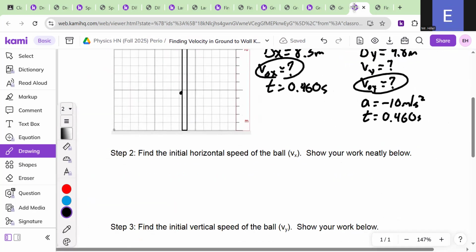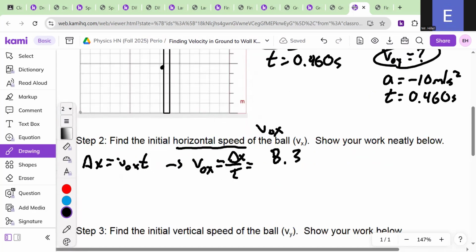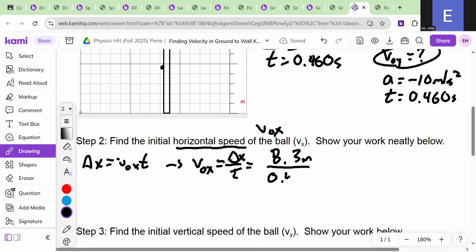So let's find the horizontal speed. That would be V naught x, not just Vx. So I'm going to use that information right there. And I know that delta x equals V naught x times t. So if I solve for V naught x, I divide by time. It's displacement over time. And it would be, in my case, about 8.3 meters over 0.460 seconds. 8.3 over 0.46 is about 18.04 meters per second. Go ahead and keep a couple decimal points on that.